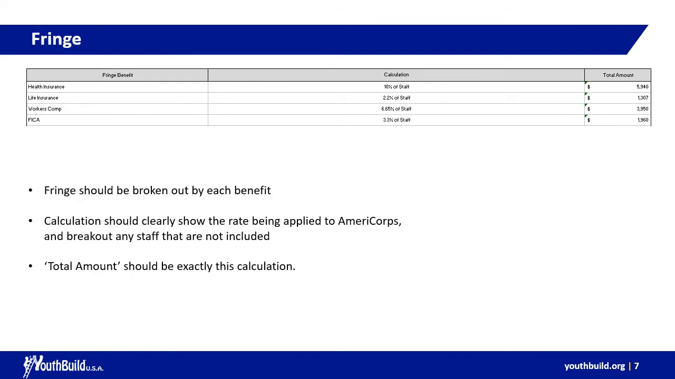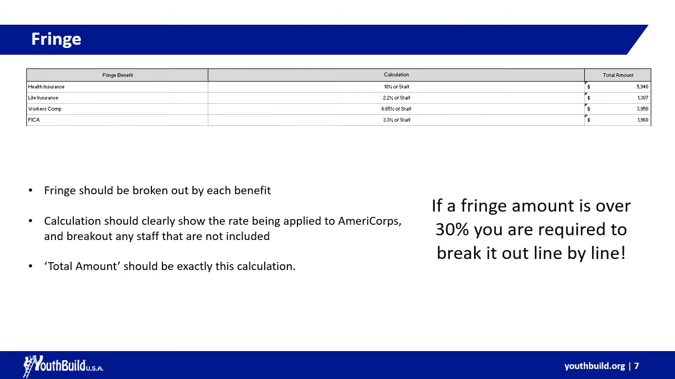Fringe costs should be broken out by each benefit, and the calculation should be clear and descriptive about what the staff are or are not included. You should use this exact calculation rounded to the nearest dollar to get the total amount. Please note that if any fringe amount is over 30%, you will be required to break it out line by line.